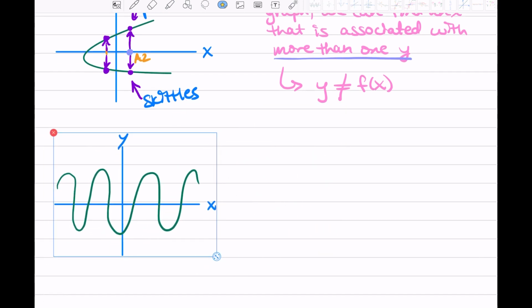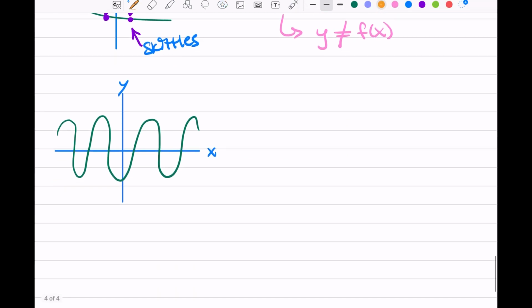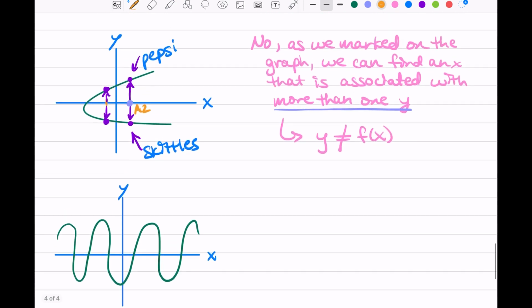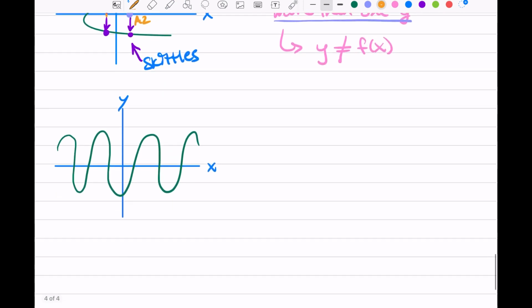All right, we have another graph. It's kind of like a little puzzle. Can you find an X where you get Pepsi and Skittles? So let's pick an X. Let's pick one X and see. Okay, we got associated one Y. Okay, let's try it again. Let's pick an X here. Okay, that's associated with a Y here.